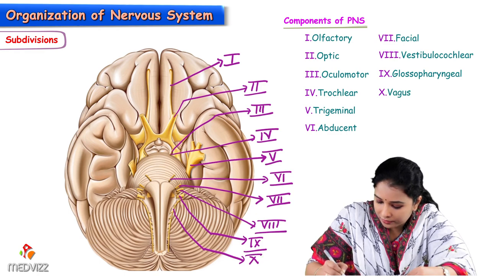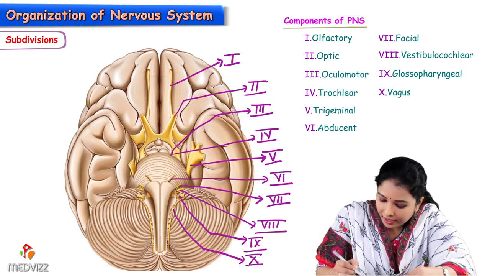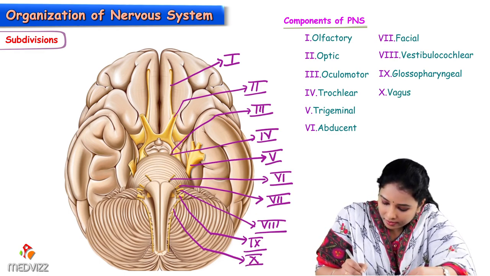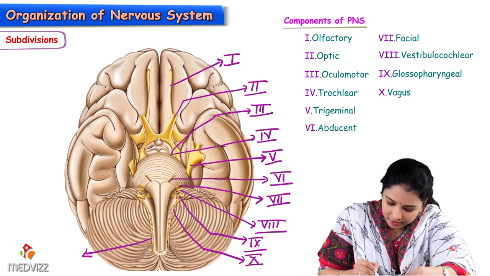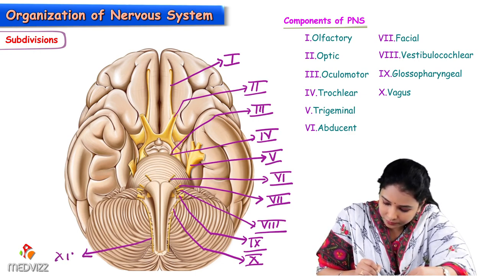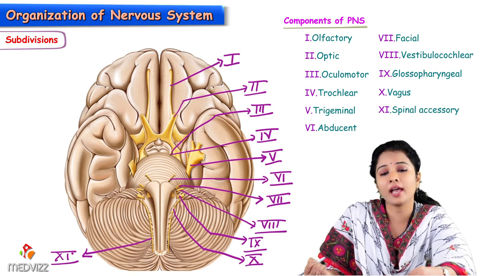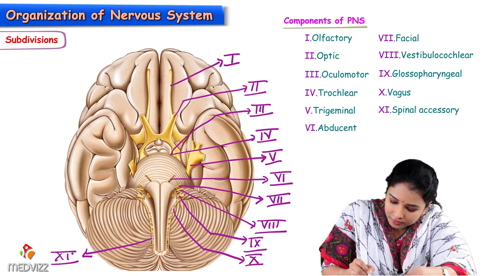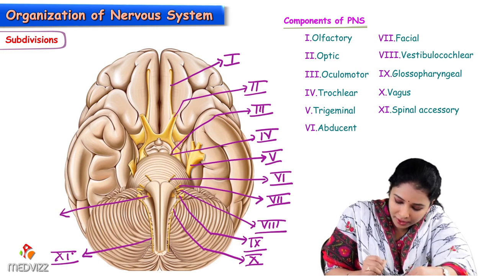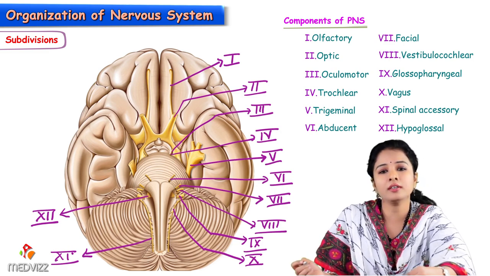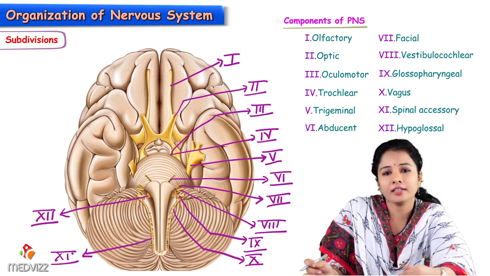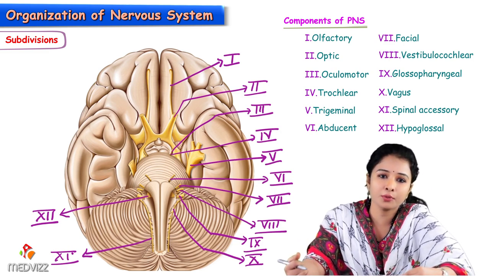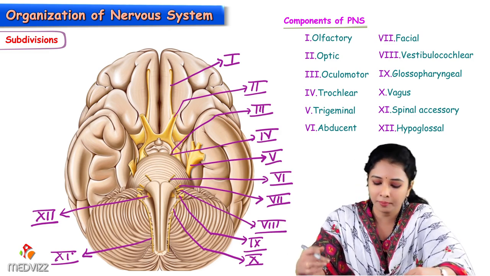Tenth cranial nerve. And 11th cranial nerve, I am writing on the other side, 11th cranial nerve, which is the spinal accessory nerve. And 12th cranial nerve also arises from the medulla, which is called as hypoglossal nerve. So, these are the cranial nerves which are numbered from anterior to posterior in the base of the brain.